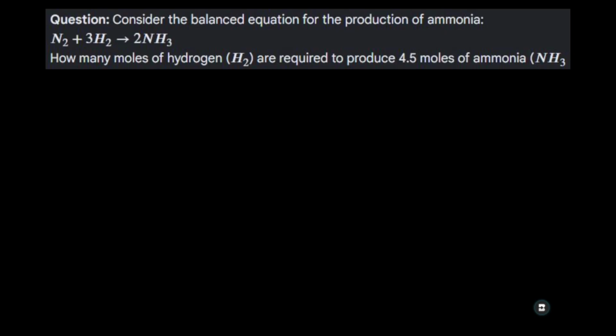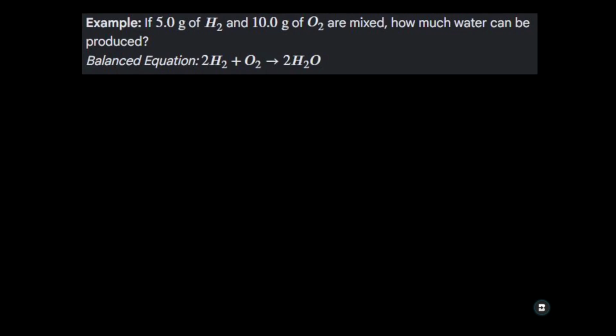So let's do another 3-step example. So this one is, if you have 5 grams of H2, so this time, instead of giving you the mole number, it's telling you the gram number. So 5 grams of H2 and also 10 grams of O2 are mixed. How much water can be produced? Oh, okay. So this one, we have to use limiting reactant because we need to figure out which one is going to run out first.